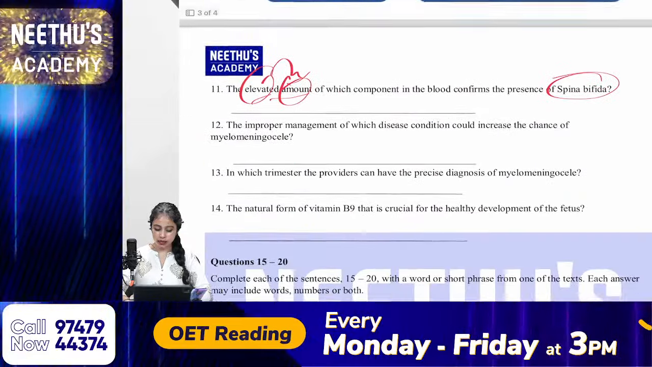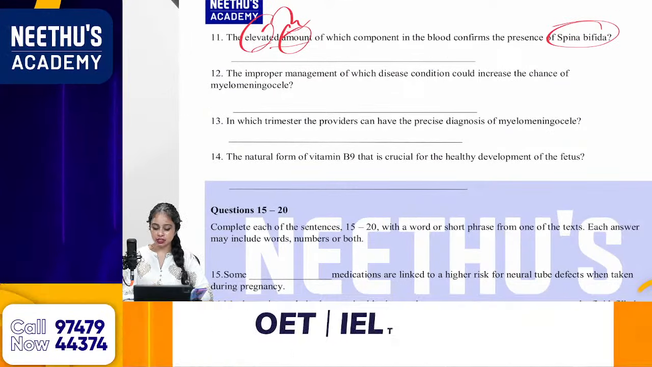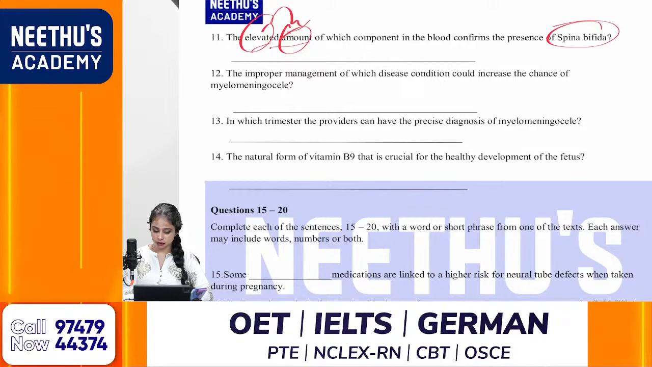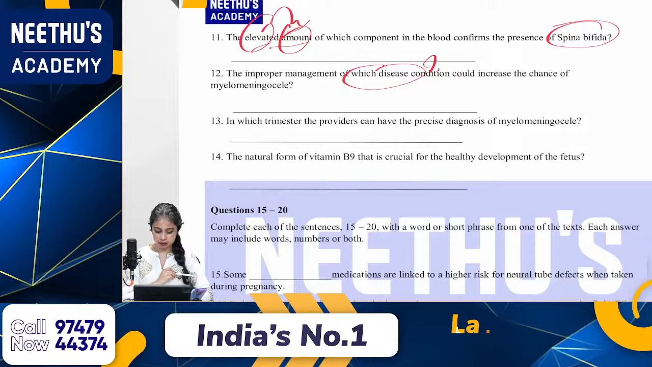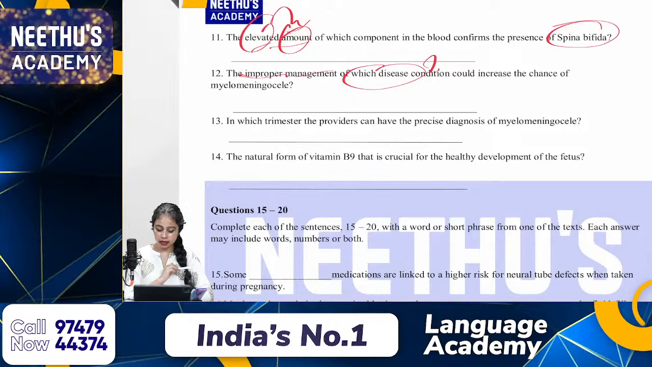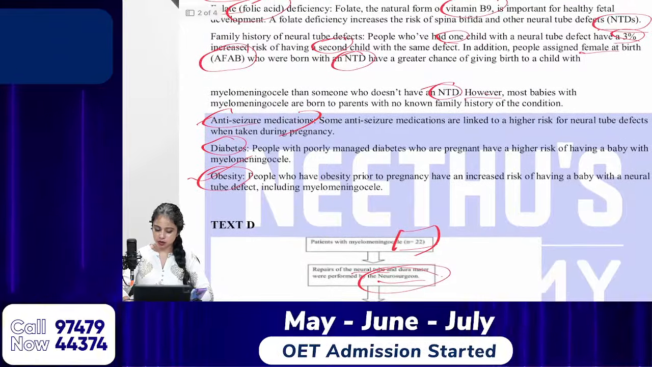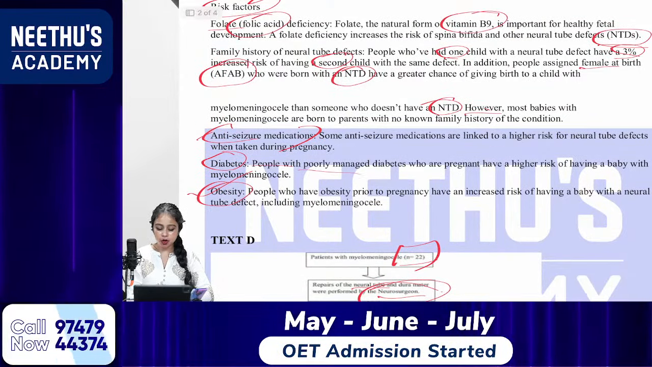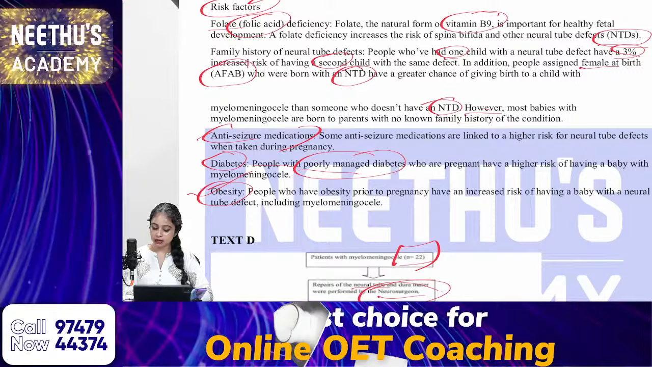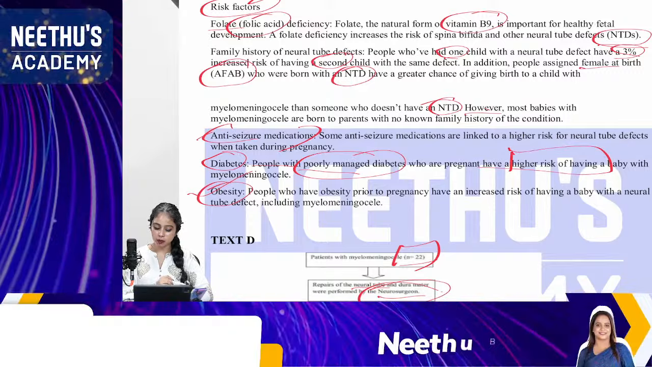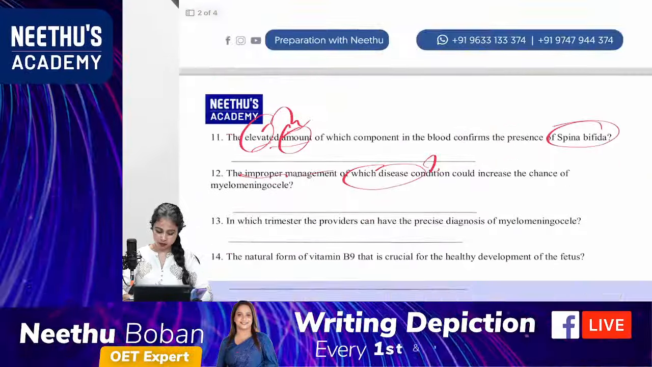Okay, then the 12th one. The improper management of which disease condition could increase the chance of SB? Okay, so which disease condition? That is the question. So improper management. Okay, so answer is one of the risk factors, right? Of course. See, people with poorly managed diabetes who are pregnant have a higher risk of having a baby with SB. So answer should be diabetes.